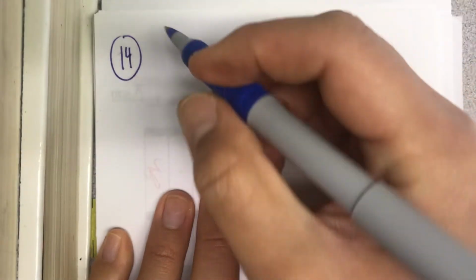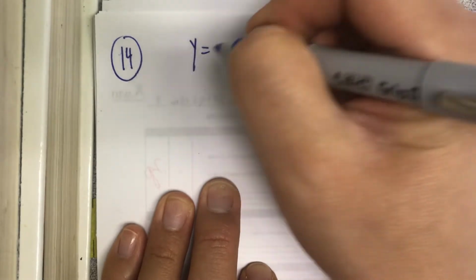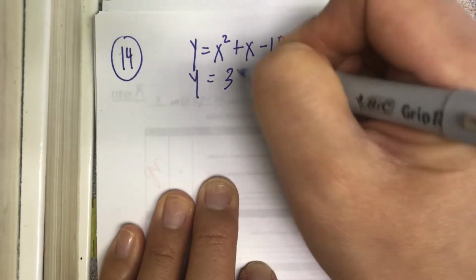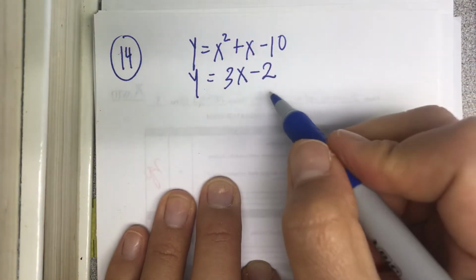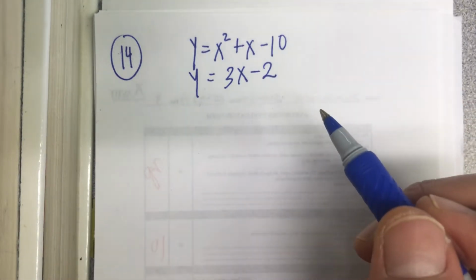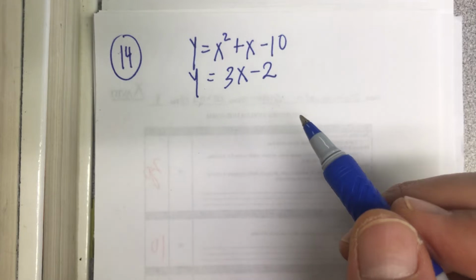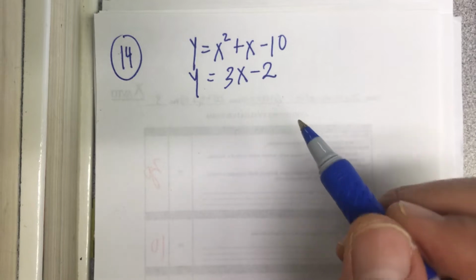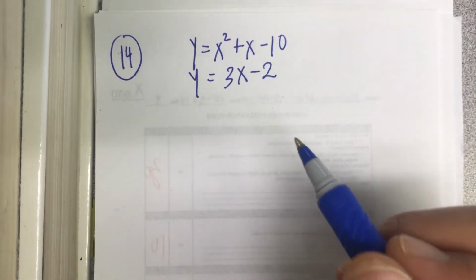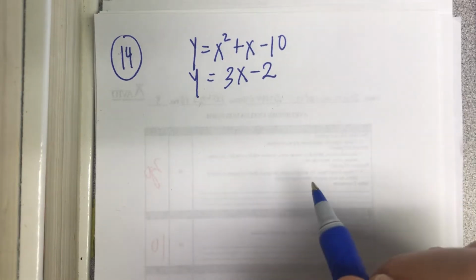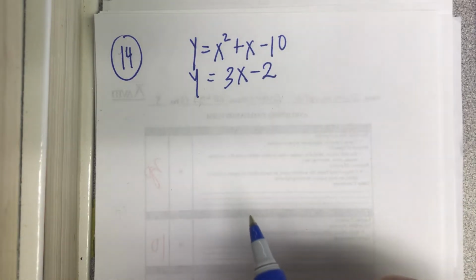Okay, so that was number 8. Now we're going to do number 14. Number 14, it says y equals x squared plus x minus 10, y equals 3x minus 2. The equations above intersect each other at 2 points. Which of the following is true about both points of intersection? Okay, so if you're looking for intersection points, that means that the y values and the x values will be the same for both equations at those intersection points.